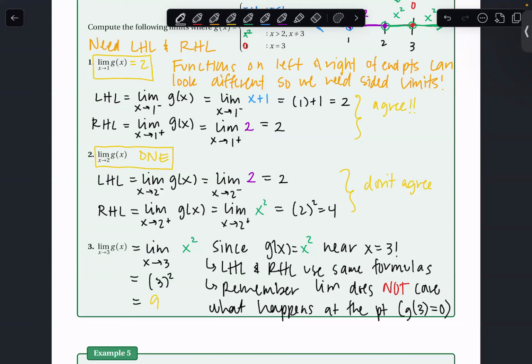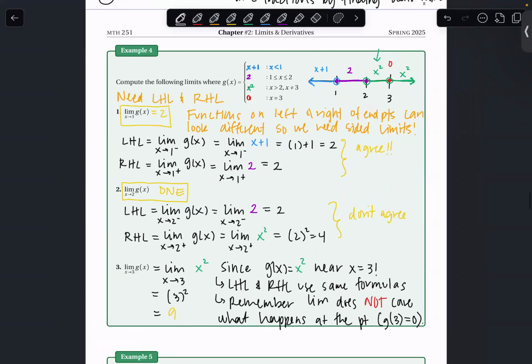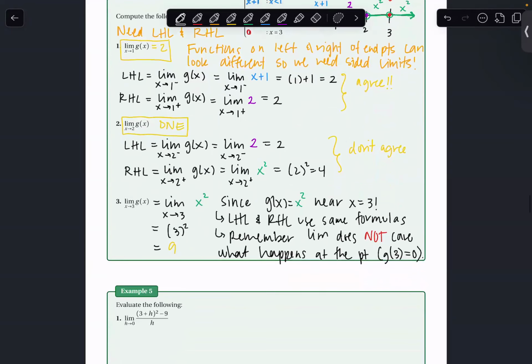Okay. Any questions on how we used our left and right-handed limits here? Or why for these specific values we had to be more careful? Okay. So let's do our next example here.